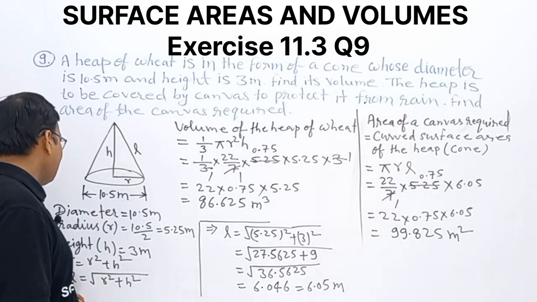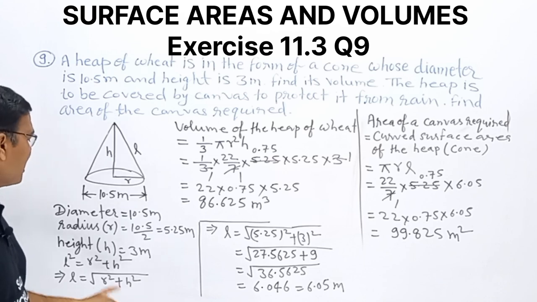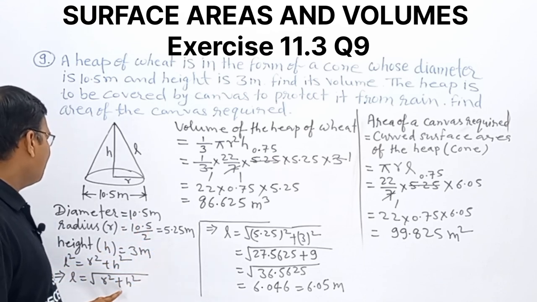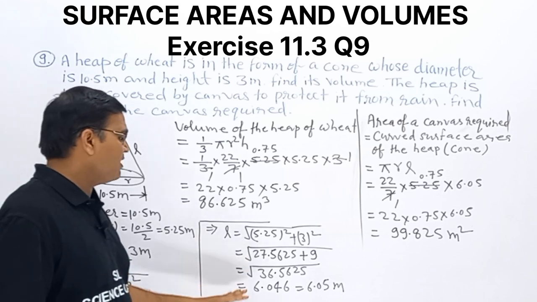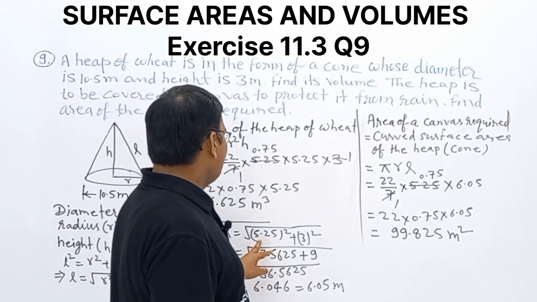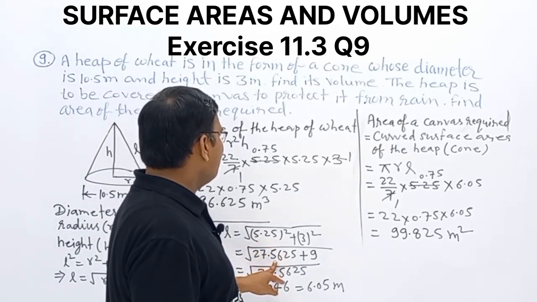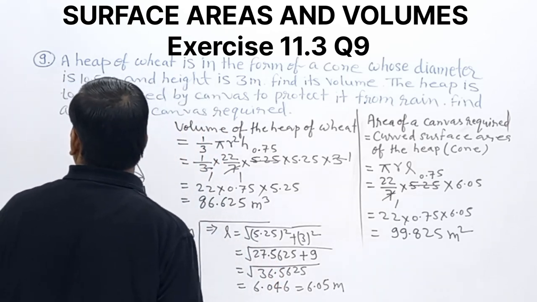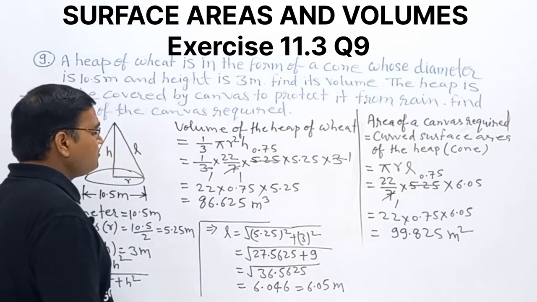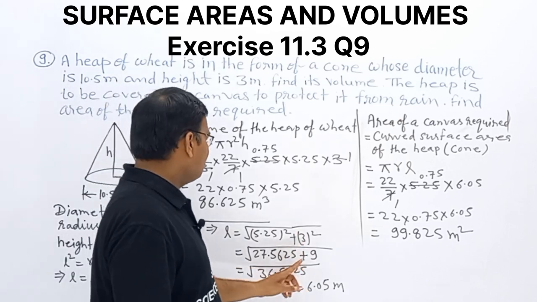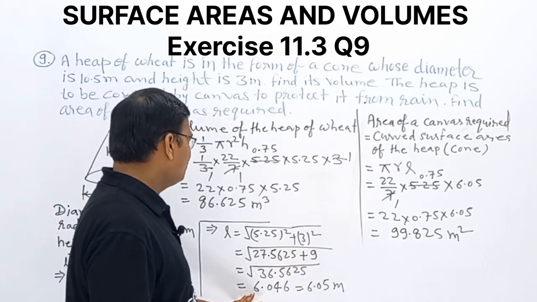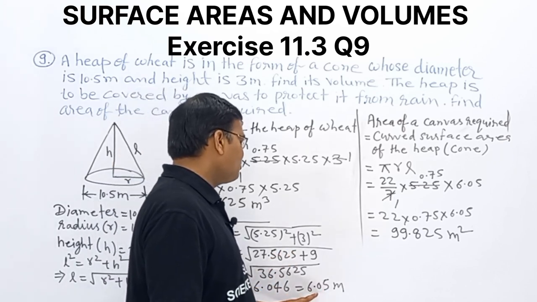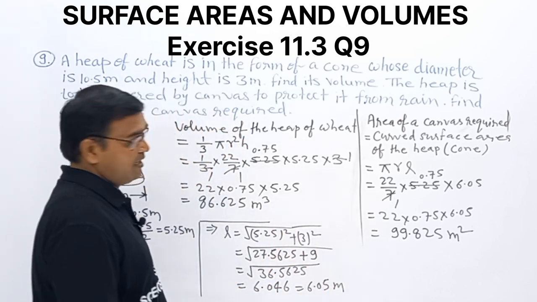How will we calculate? L equals the square root of r square plus h square. R and H both we are having. We are putting the values. R equals 5.25 and H equals 3 meter, and solving we are getting, 5.25 square is 27.5625. Clear? And 3 square is 9, adding and then finding the root, we are getting 6.046, and approximately 6.05 meter will be the slant height.